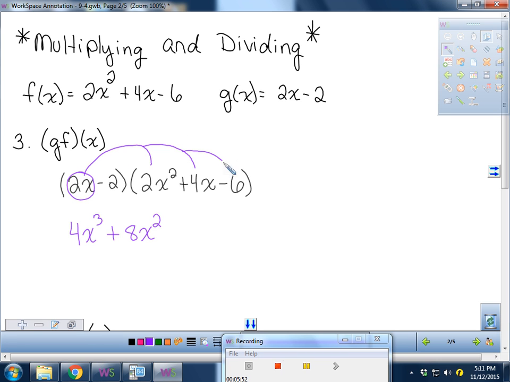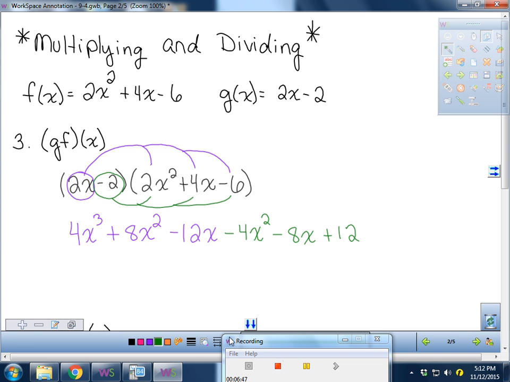2x times negative 6 is negative 12x. And so now I have taken that first thing times all three terms right here. Now I will do the second thing. So I've got negative 2 times 2x squared. That's negative 4x squared. Negative 2 times 4x is negative 8x. And negative 2 times negative 6 is positive 12.